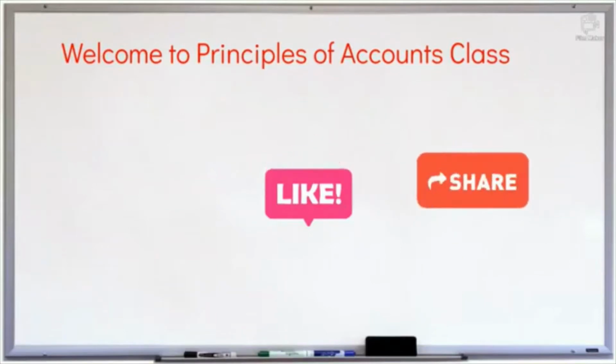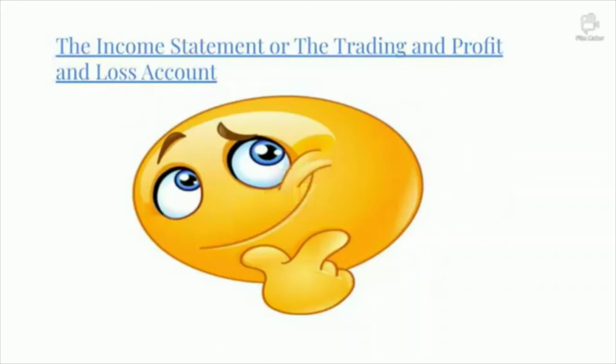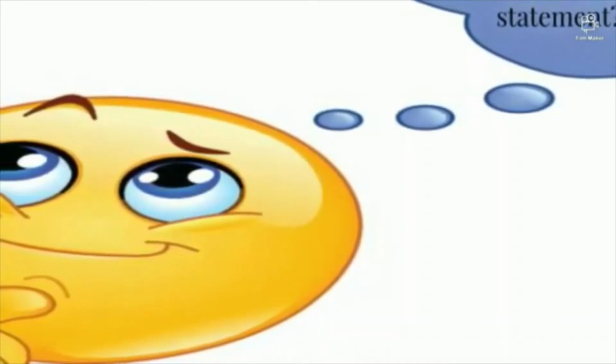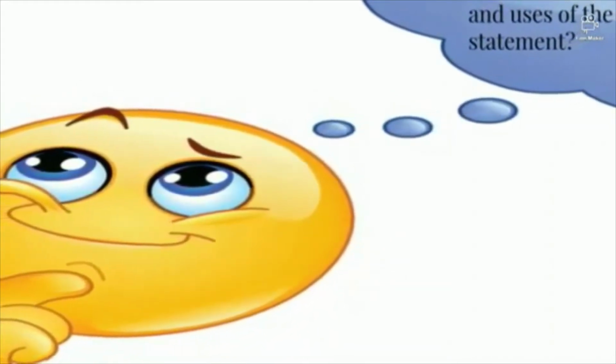Once again, welcome to Principles of Accounting class. Our focus in this lesson is preparing the income statement, traditionally known as the trading and profit and loss account. Okay guys, the income statement is divided into two sections, the trading section and the profit and loss section. The purpose of the income statement is to show clearly the profit or loss that has been made by the business over a period of time. Thus, it enables owners or managers to see how profitable the business is being run.